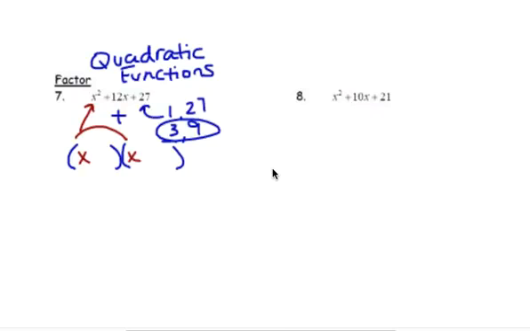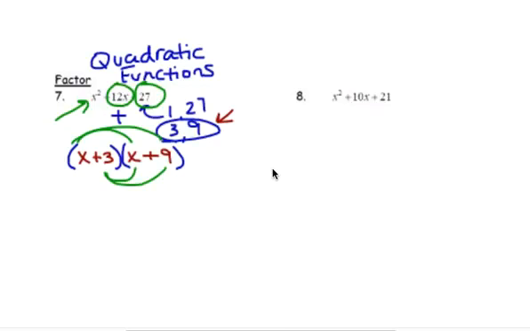And then you're going to use these two numbers that you circled. It's a positive 3, so you're going to put plus 3 in one parenthesis and a positive 9, so plus 9 in the other parenthesis. If you were to check this and multiply this all the way through and combine like terms, you would get this. So all we're doing is listing factors of what's called the C term and finding the two factors that add up to what is referred to as the B.